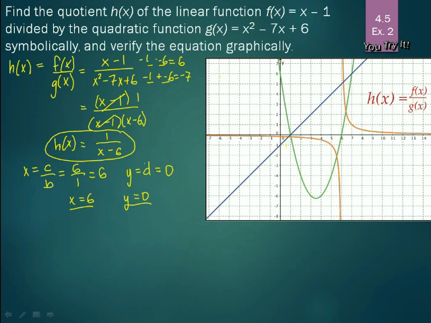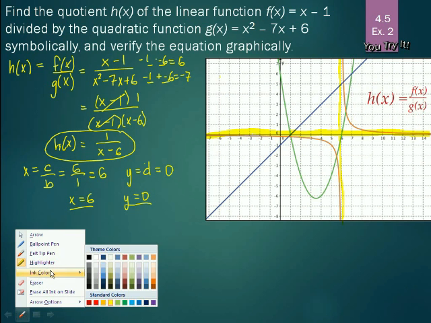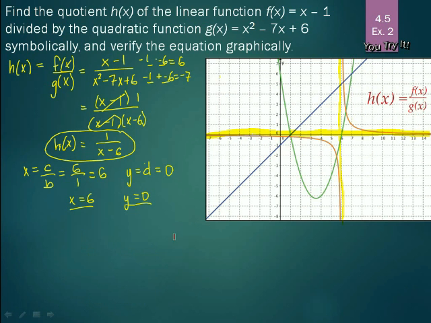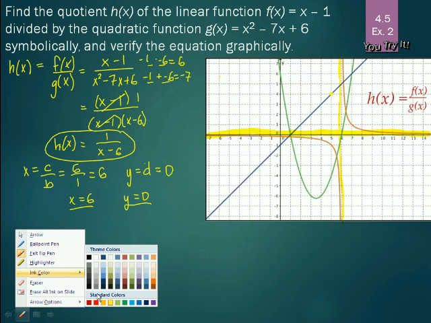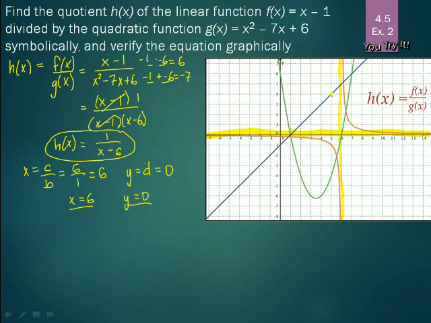Marking those on the graph, y equals 0 is right here, and x equals 6 is right here. And so we see that those are the asymptotes for our h of x, the orange line there. Then let's also test a point. We just need to pick an x value and then find the point on all three lines. So let's pick x equals 5, because we'll have integers here.